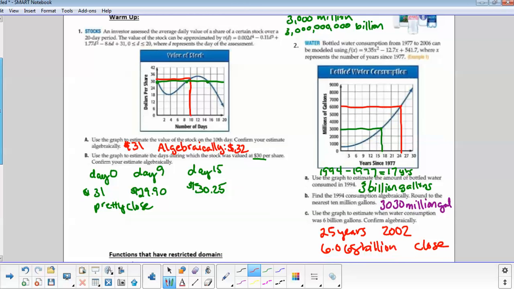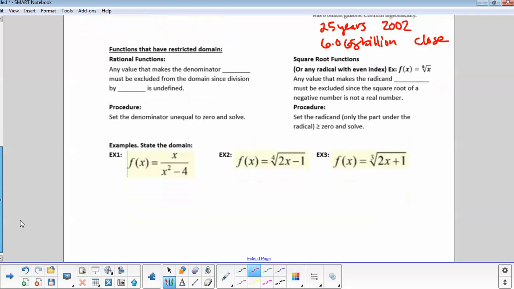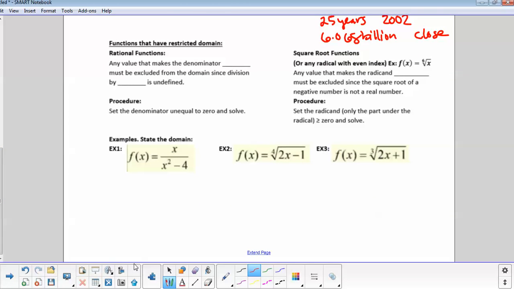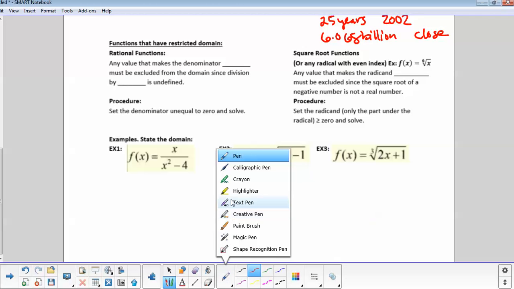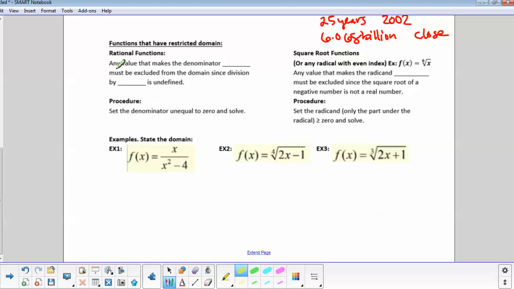All right, so next we need to talk about some special functions. We have rational functions and we have square root functions. So let's look at the rational functions. And let's see, I have a highlighter. So you may want to highlight rational functions and square root functions. These are the little subtitles here.